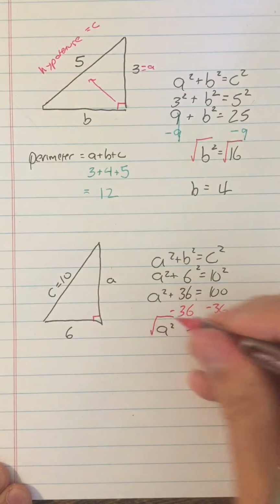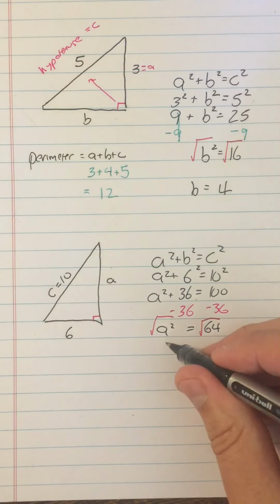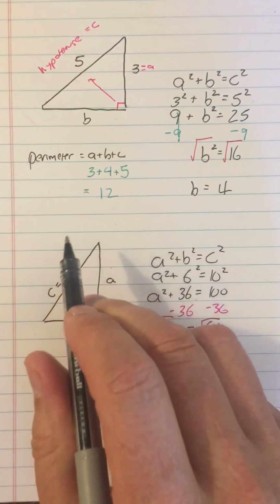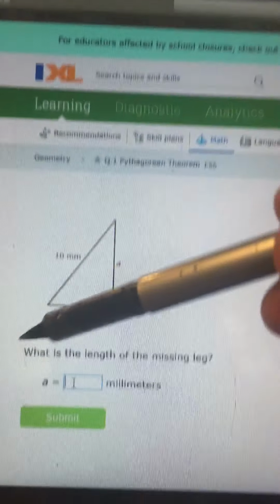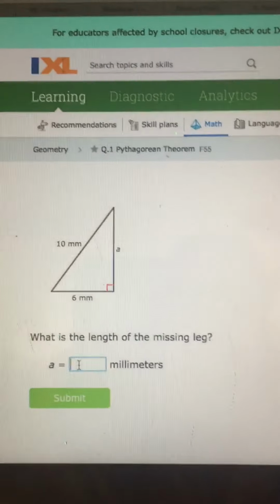Square root of 64. Maybe you know the square root of 64. I know the square root of 64. Do you know the square root of 64? It's 8. But if you don't know that, use your calculator. All right, so I don't have to add anything this time. I don't have to do this part because the question does not say perimeter. It says leg. All right, so I'm just going to say that that equals 8.